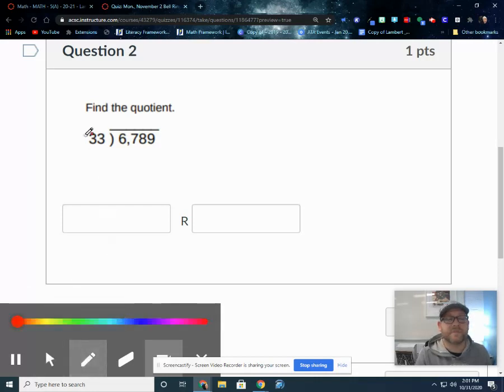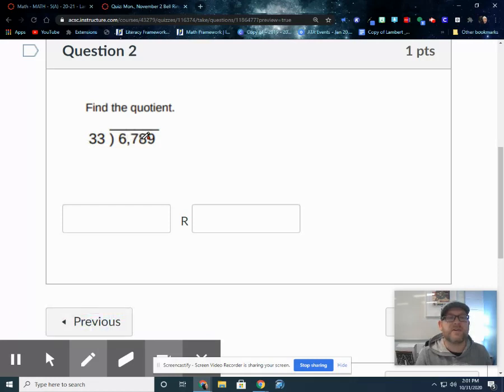All right, here we go. I've got 6,789 divided by 33. So I need to think of this as groups of 30, and we'll think of this over here. We'll start with 60. 30 would go into 60 2 times. So let's try 2. 3 times 2 is 6. 3 times 2 is 6 again. So I've got 66. It's pretty close. I've got 1 left over. That's definitely less than 33, so I'll drop my next digit down, which is an 8.